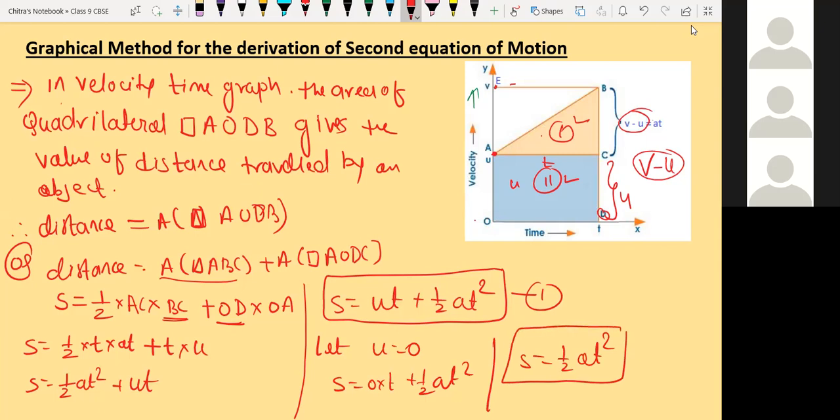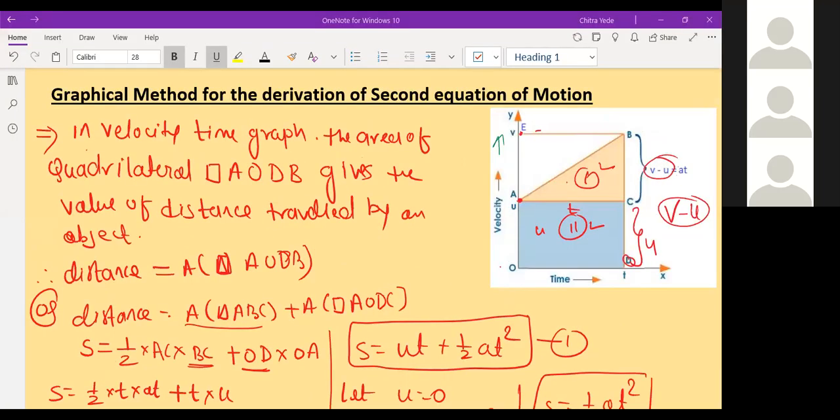So if the initial velocity of an object is 0 and after time t it attains the final velocity v, then the distance can be calculated using half of at square only. If we know the acceleration and time, we can calculate the distance. Understood, everyone? This diagram is only for reference, to show how we got it. This is the diagram we drew on the velocity-time graph, which we understood before also.